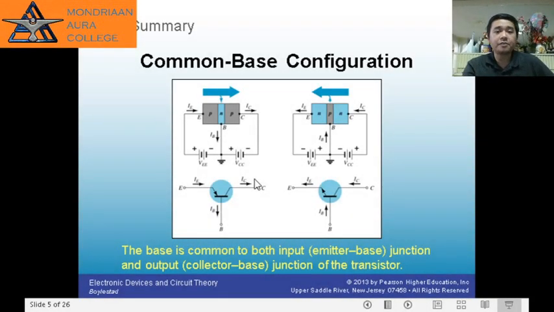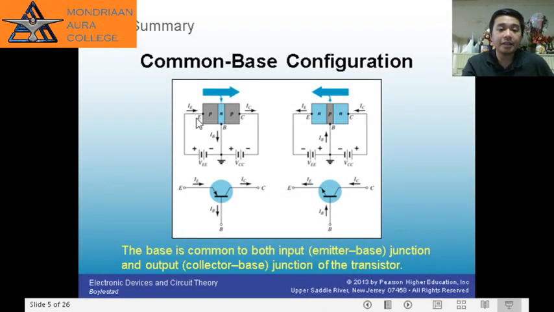Sa common base configuration, meron tayong tinatawag na input and output ports. Ang input port natin dito sa common base ay ang emitter. Ibig sabihin, dito natin pinapasok yung AC signal natin na gusto nating i-amplify. At dito naman sa collector natin, kinukuha yung output. So collector is your output terminal. So again, emitter is the input terminal, collector is the output terminal.